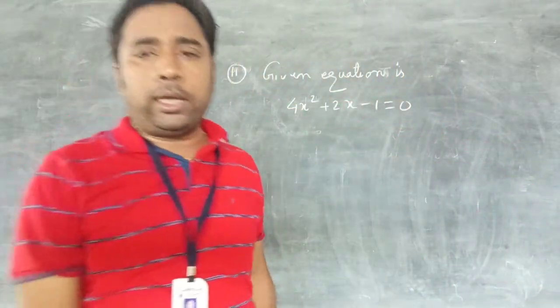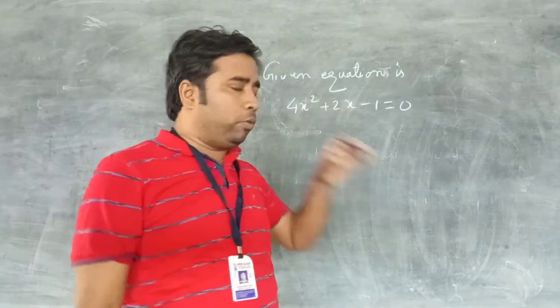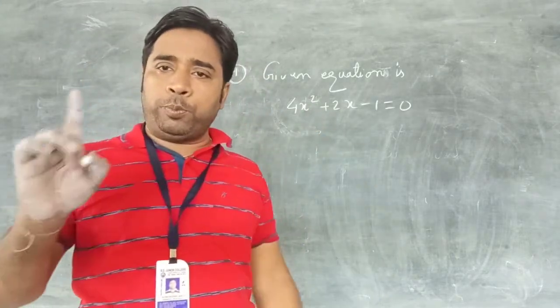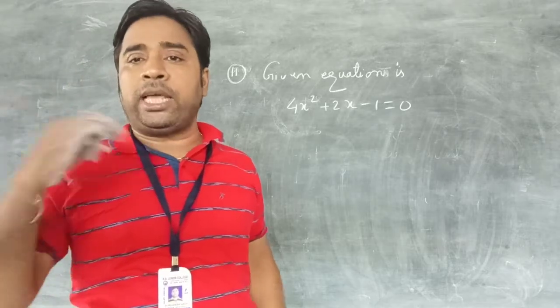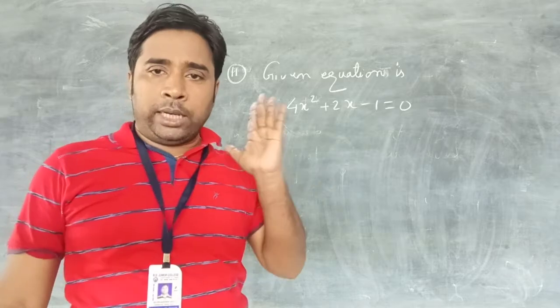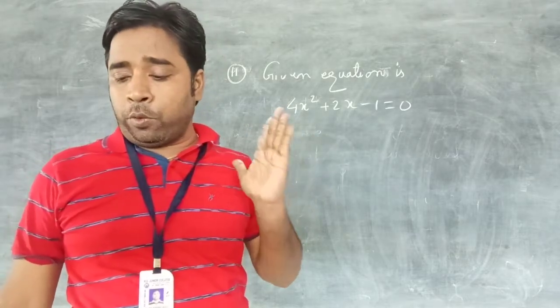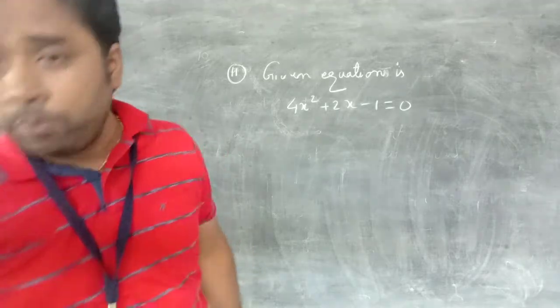According to the given equation, alpha is a root of this equation, and we have to prove that the other root is 4 alpha cube minus 3 alpha. That means if beta is the other root, then we have to prove that beta equal to 4 alpha cube minus 3 alpha.